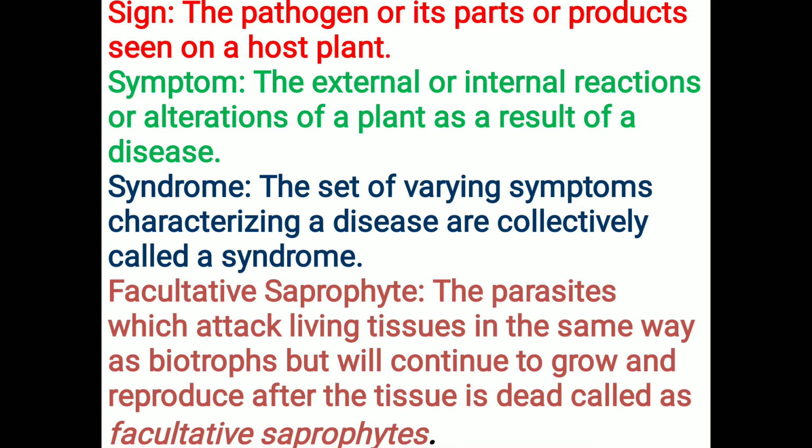Then syndrome means a set of varying symptoms characterizing a disease, which are collectively called a syndrome. That means different symptoms are produced on the host. For example, hypertrophic symptom, hypotrophic symptom, necrotic symptom. When all the symptoms are grouped together, it is called a syndrome.